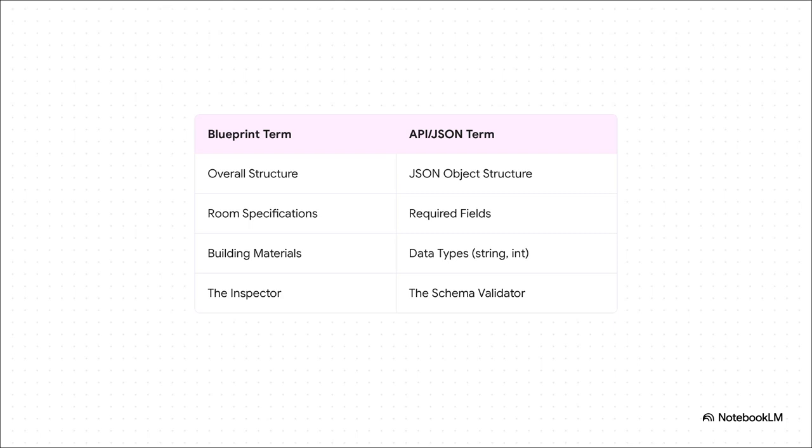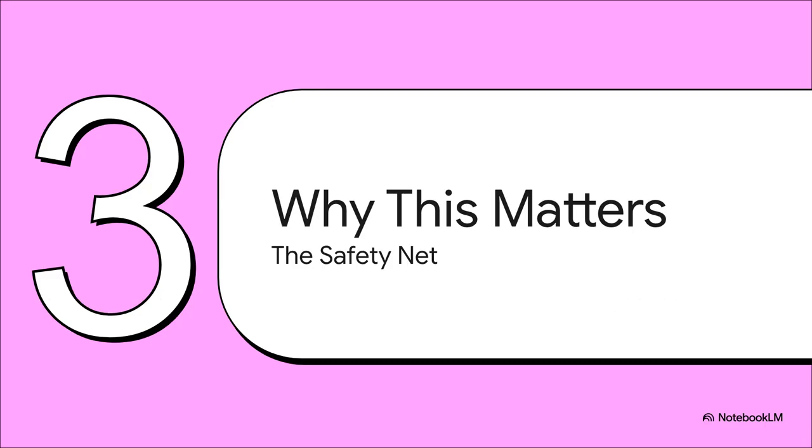The analogy just maps perfectly. The blueprint's overall structure, that's your JSON object structure. The specs for each room, bedroom, kitchen, those are your required fields. The building materials, wood, steel, concrete, those are your data types, like strings and integers. And the inspector, who comes by to make sure everything was built to code, that's your schema validator. Simple as that.